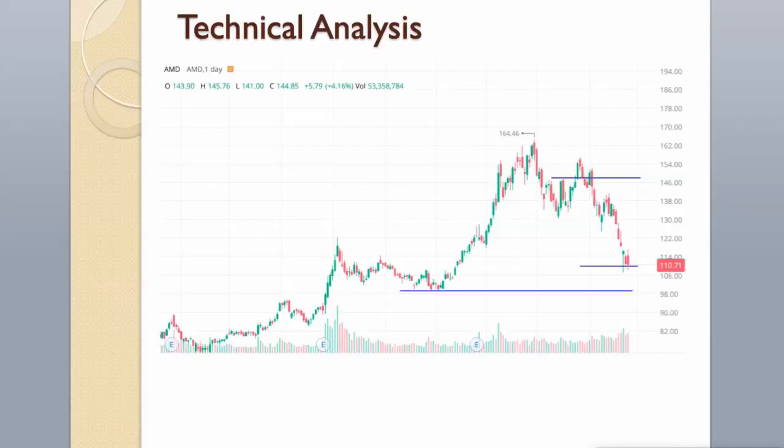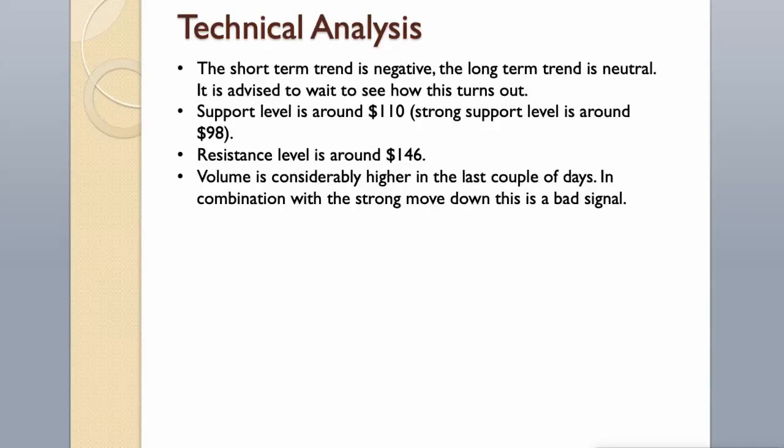Technical analysis. The short-term trend is negative, the long-term trend is neutral. It is advised to wait to see how this turns out. Support level is around $110. Strong support level is around $98. Resistance level is around $146. Volume is considerably higher in the last couple of days. In combination with a strong move down, this is a bad signal.